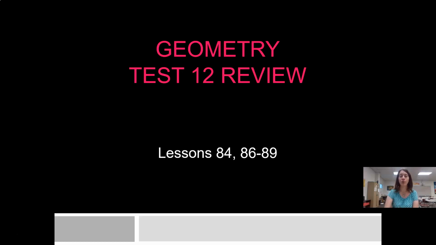So on the review list, as well as on the screen, you see it's test 12, and it's going to cover lessons 84 and also 86 through 89. And we have a total of 25 questions that we'll be answering. I'll cover the first half of the review today, and we'll do the second half during our next time in class. The first thing that you'll be facing on your test came from lesson 84, where we talked about dilations.